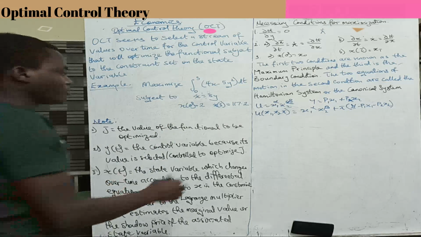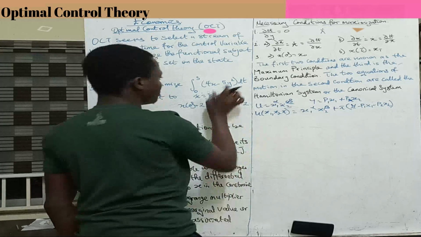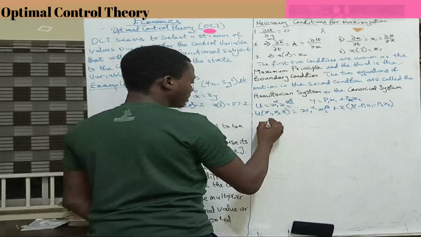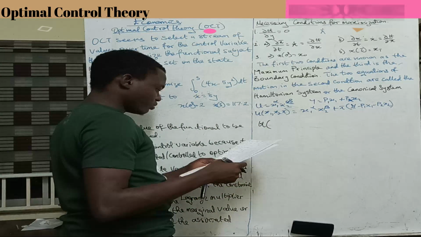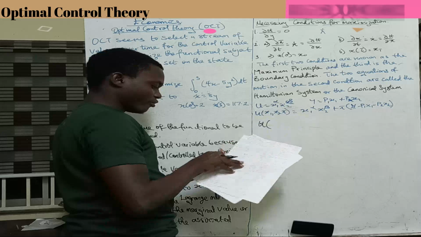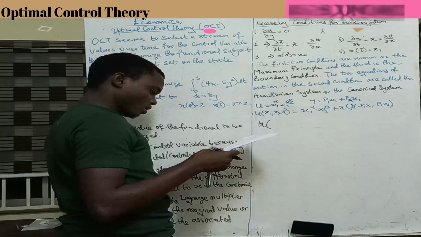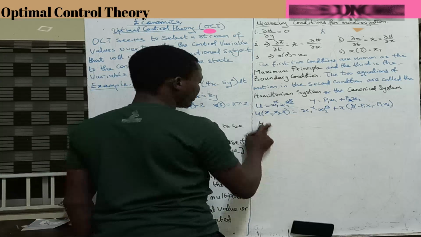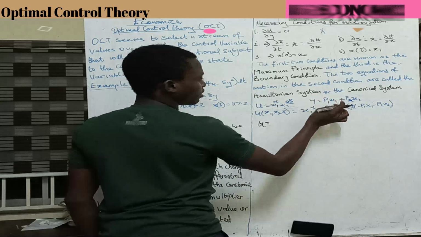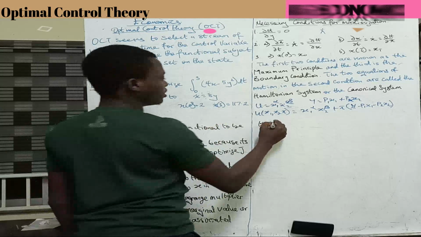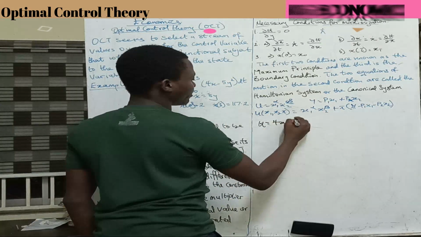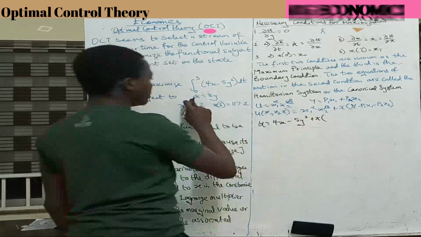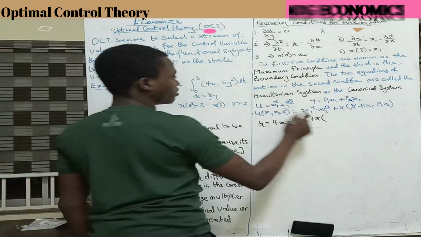So here, like I said, you set up this function. You set up the Hamiltonian. Hamiltonian H as a function, I just want to write it in a very proper format, not that I can't solve it. H equals this function, 4x minus 5y squared, but now plus lambda into the state variable, xy.